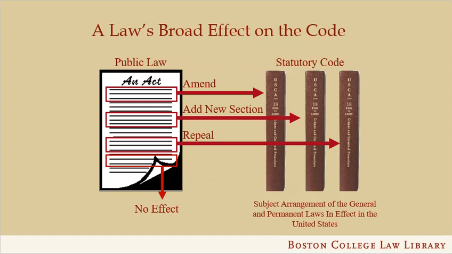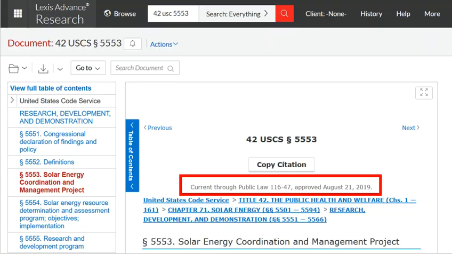Whether you're using a print code or an online version, the first step in verifying that you are looking at a current law is to check the currency statement of the code you are using. Deluxe services like Lexis and Westlaw show their currency statements on every page of the code.